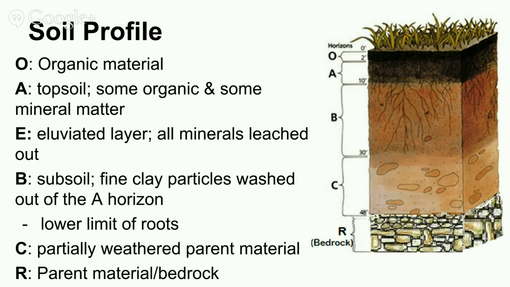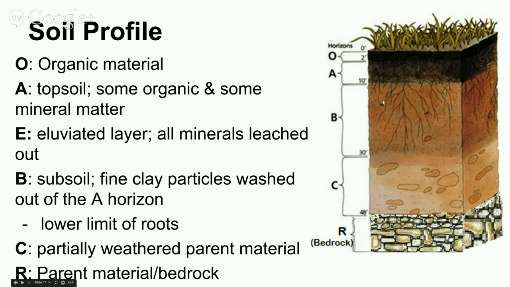And these 2 layers are super important for agriculture because that's where most of your nutrients in the soil are found. And then we can have between the A and B layer an E layer, which is an eluviated layer. So it means that all of the minerals have been leached out or washed out, or eluviated. So it's usually a very gray looking layer.